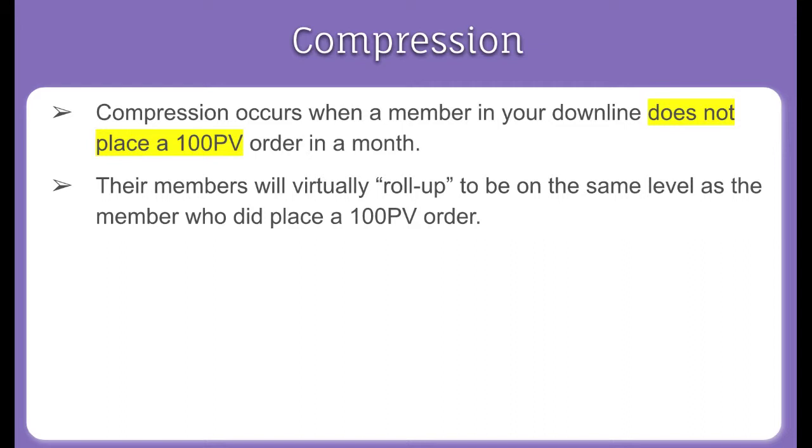Compression occurs when a member in your downline does not place a 100 PV order in the month. So they place an order but it's less than 100 PV, or they don't place any order at all. Their members will virtually roll up to be on the same level as the member who did place a 100 PV or higher order. Bit confused? Well, look, don't worry. It's not something you really need to understand. But let's have a look at a practical example to get a better understanding of how this works.